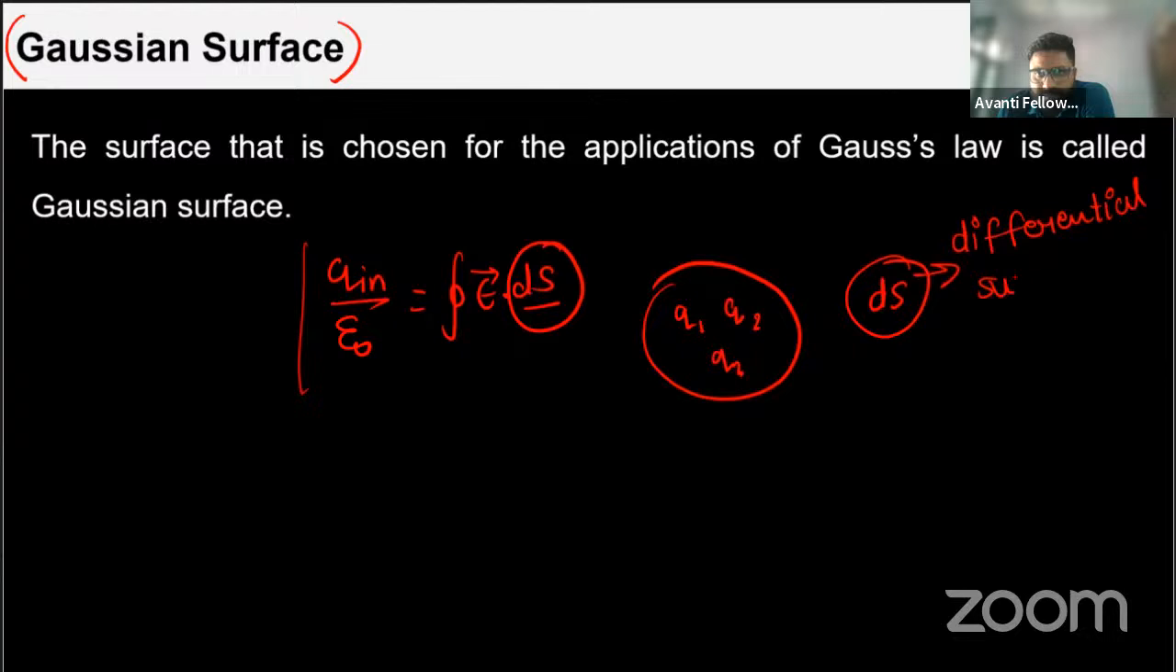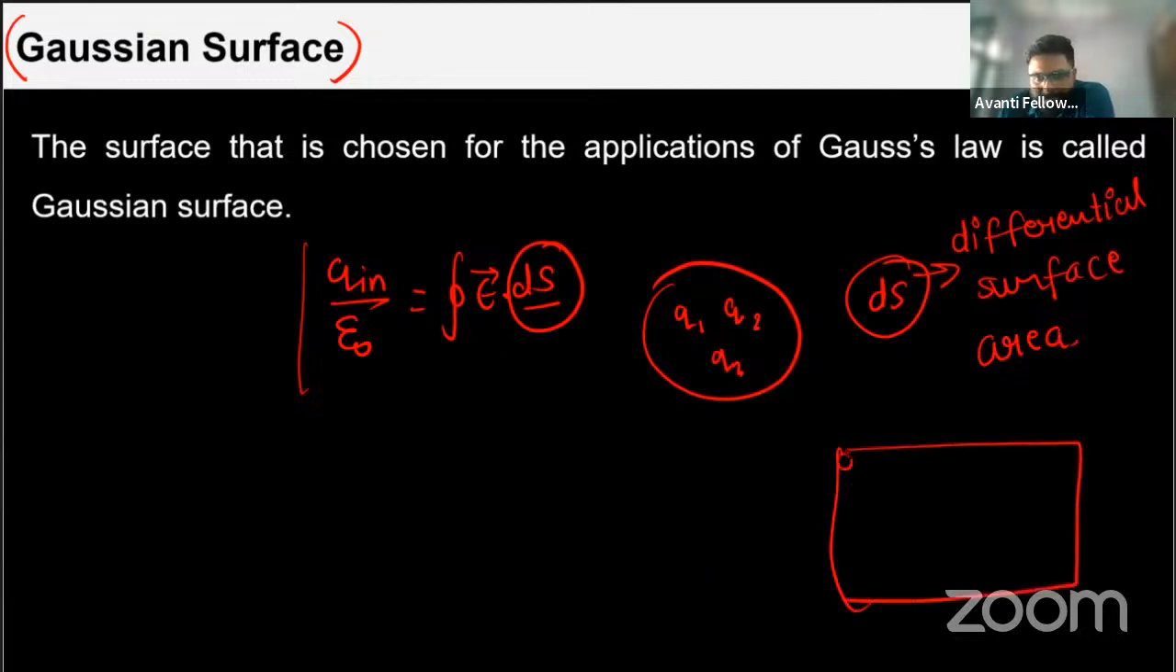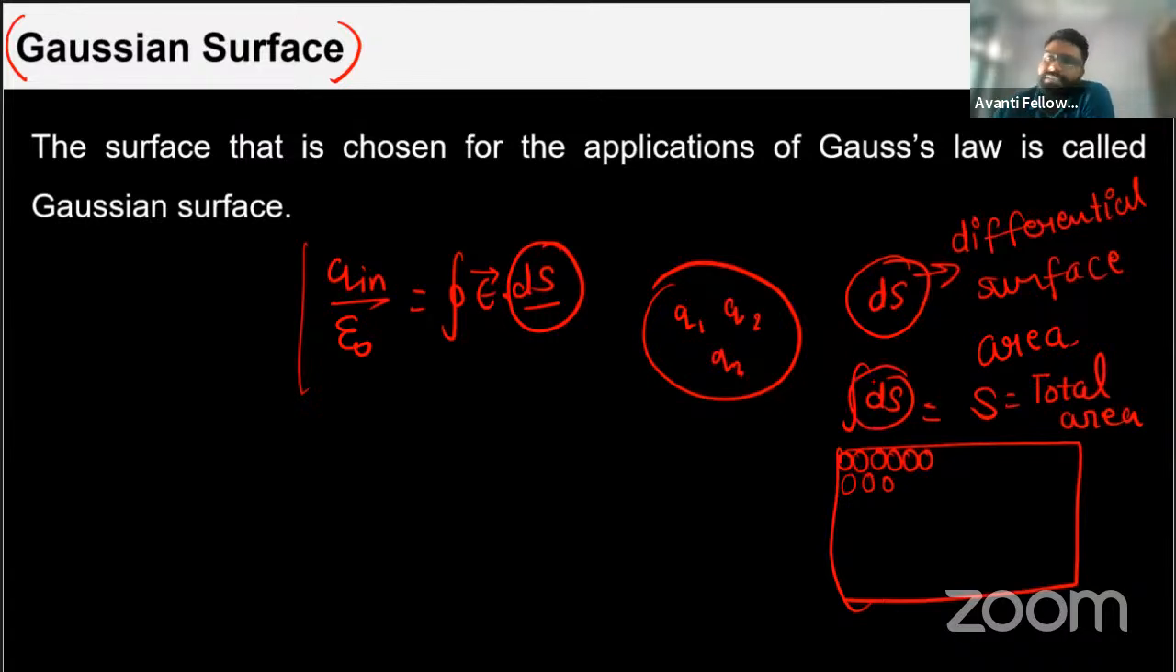Differential surface area is a very small area, this one. Now, when you add all these small areas, the integration of dS will result in S, which is the total area. This is clear to everyone. Because any surface is made up of these small surface areas.